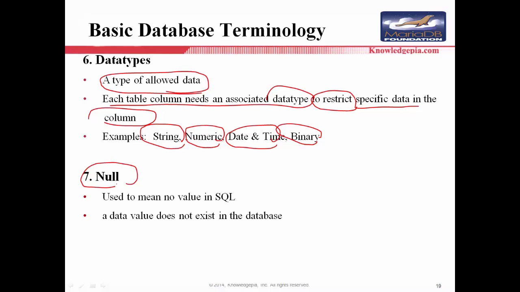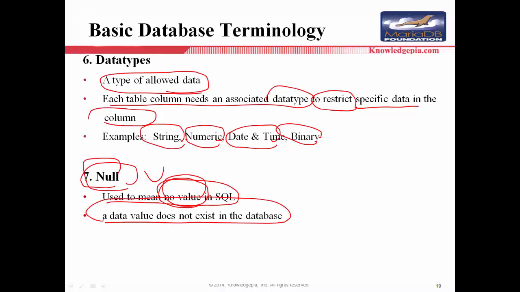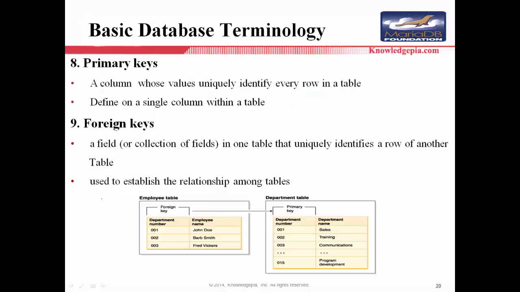Number 7, nulls. In the previous page, I already told you each column and row stores data in a specific space. We normally call this a value, but null is used to mean no value in SQL. In the database, in a column and row, when we cannot find any value, in this case we can say null. Normally, we call this kind of situation null.